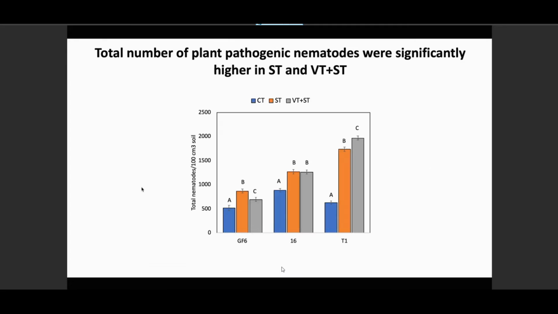In our soil samples, we found that the numbers of plant pathogenic nematodes range from 500 to 2000 per 100 cubic centimeters of soil. Our site at GF6 has the least number of plant pathogenic nematodes, while the site at T1 has the highest number. And interestingly, what we see here is that the reduced till treatments have a significantly higher number of plant pathogenic nematodes as compared to the CT treatment.